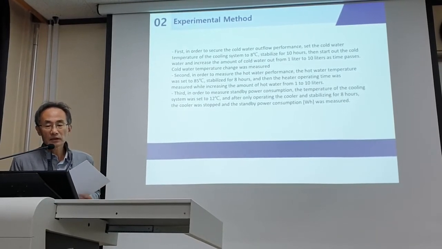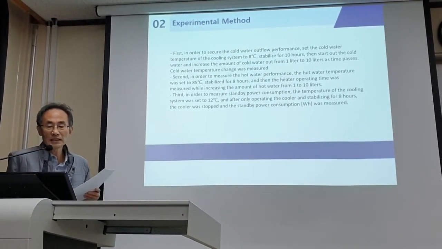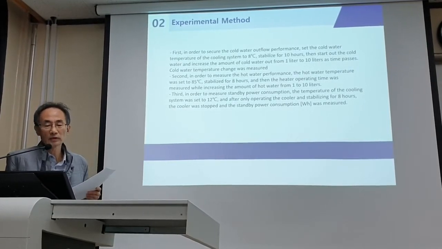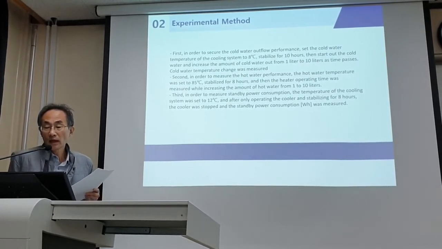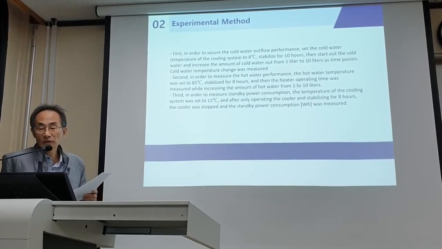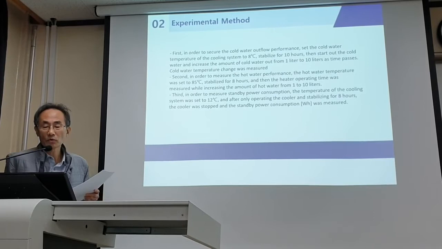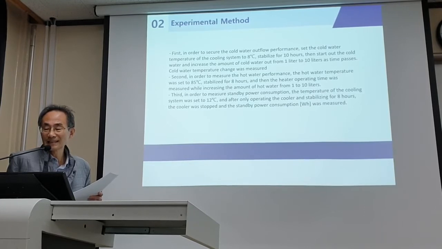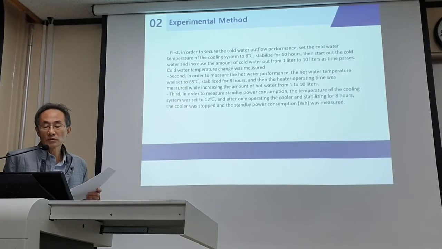Before explaining the experimental method, first I did it this way. First, in order to secure water outflow performance, the temperature of the cooling system was set to 8 degrees centigrade for cooled water and sterilized for 10 hours. Then I started the cold water output, increasing the amount of cold water from 1 liter to 10 liters at a time, and the cold water temperature change was measured.